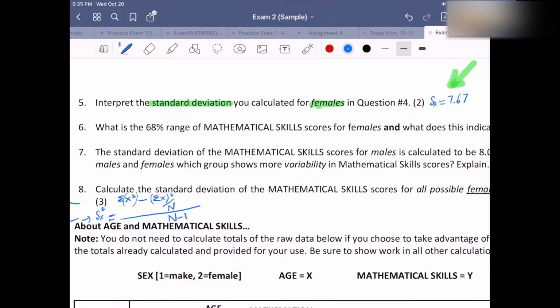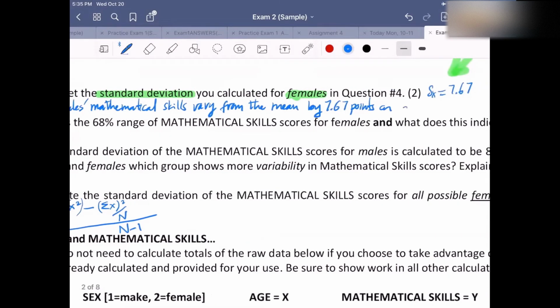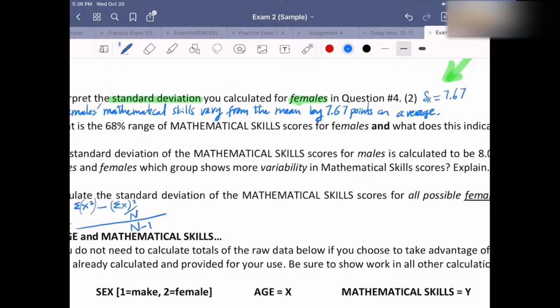All right, so it means that females' mathematical skills scores vary from the mean by 7.67 points on average. Zoom it in, make sure that you write down. Okay, that's what it means by the standard deviation in this case. All right, go ahead and write it down.